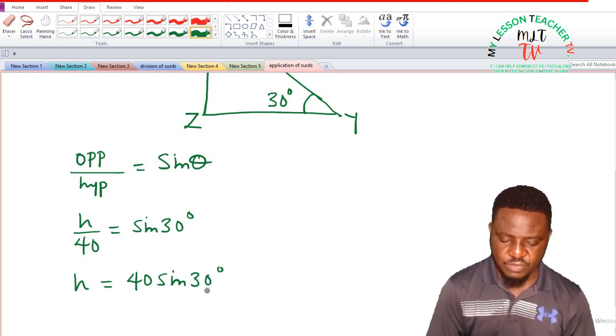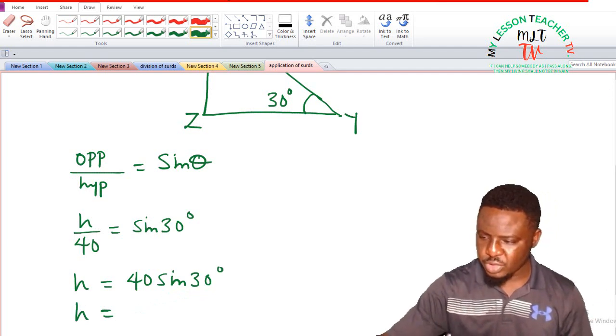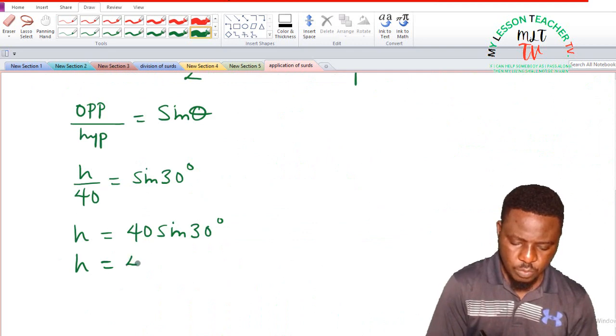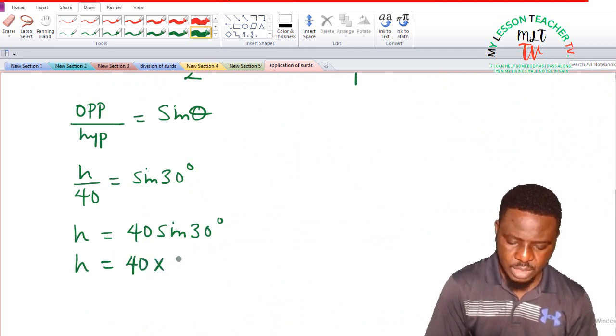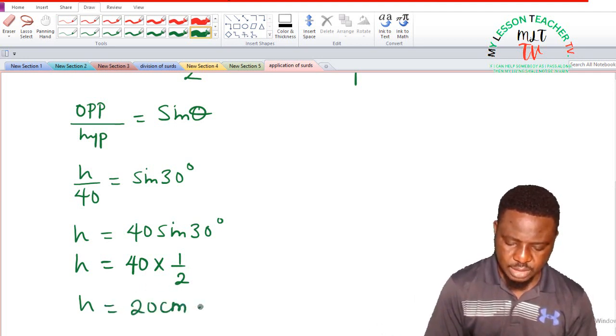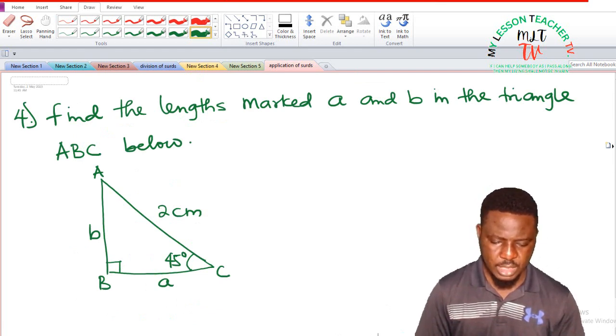And when you substitute the value of sine 30 degrees, you have your h to be equal to, what is sine 30 degrees? You can go back and find out. Sine 30 degrees is said to be half, or 0.5. This becomes h is equal to 40 times half, so that our h is said to be equal to 20 centimeters. Question 4. That you should find the length marked A and B in the triangle ABC.